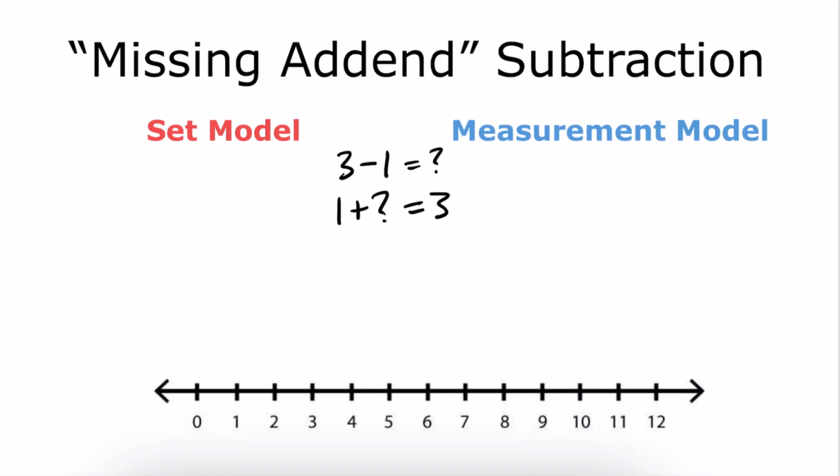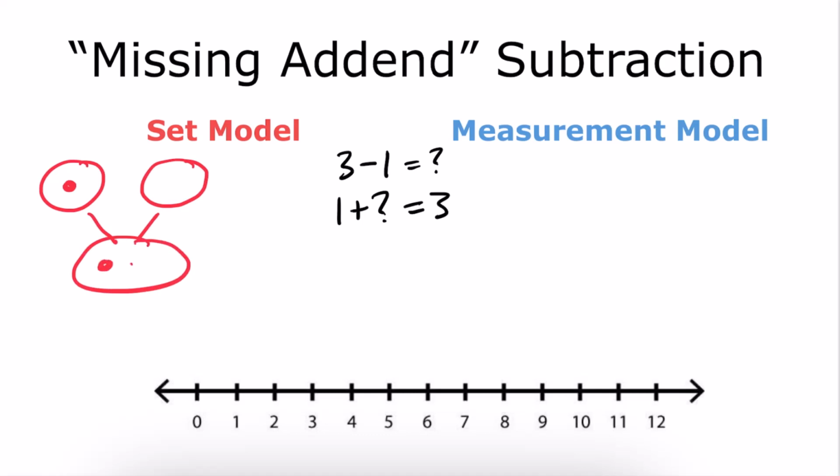In the set model, you would say, okay, well, I have a group with 1 thing in it, and then I have a group with an unknown number of things in it. And if I combine these 2 together, I need to have a group that has 3 things in it. And you ask, well, what has to be in this group in order for the combination to equal 3?